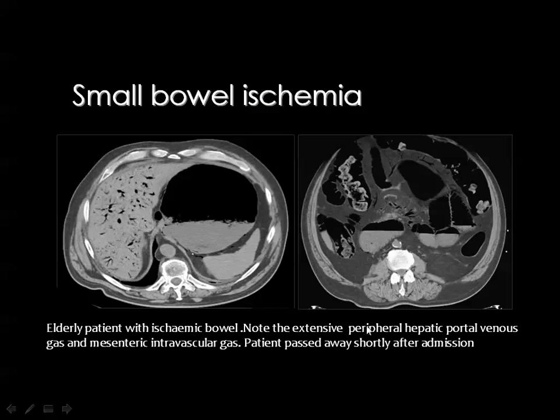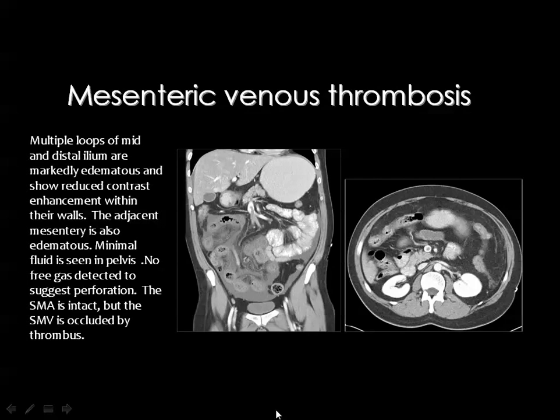Then this is a case of small bowel ischemia with dilated small bowel with air fluid levels, as well as air in the wall and air in the portal tracts. As I have said, this is a very bad sign, and the patient usually dies shortly after admission. In this case, if you look carefully, you can see this is the superior mesenteric artery, and this is the superior mesenteric vein, which contains a filling defect representing a thrombus.